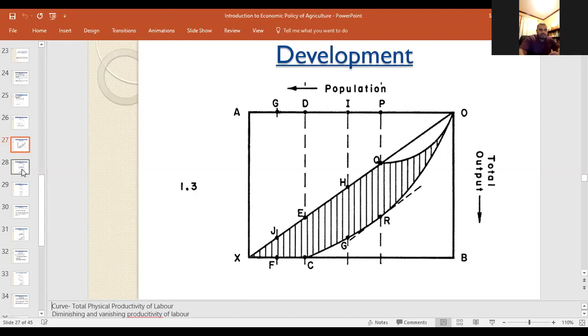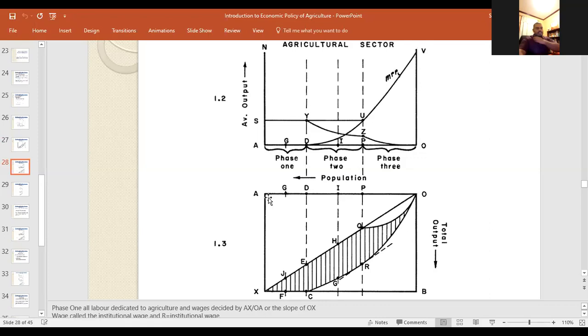Now, this allows us to better explain, because if you take the top 1.2, you have phase one of this agricultural growth. Now, in phase one, all labor is dedicated to agriculture, and the wages are decided by AX on the bottom of the screen, AX and OA, which is essentially going to be the slope of OX. Now, in phase one, that is traditionally what you'll find occurring in the agricultural sector.